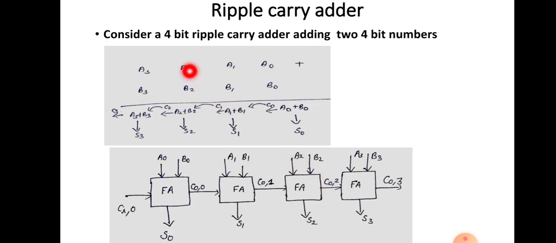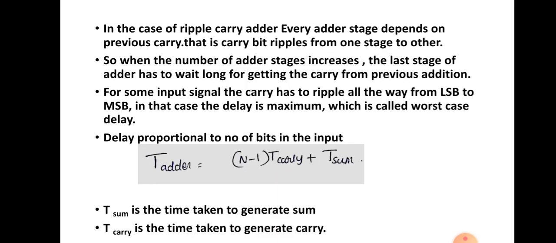The next stage will add A2 and B2. So A2 and B2 are given as the input, and it will produce an output S2. And the output carry is CO of the second stage, CO2. So that is forwarded to the third stage, fourth stage. So it will have the input A3 and B3, and it will produce the sum S3, and the output is C out of 3. So the final carry depends upon the propagation of previous carries. So it has to wait for a long time. So that is the problem with this ripple carry adder.